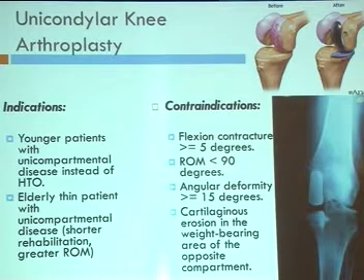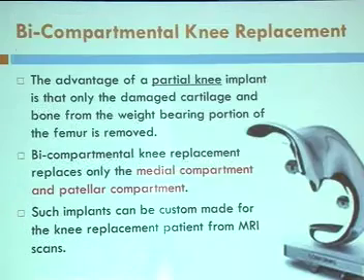Special knees like unicondylar knee replacement: indications are very limited. Younger patients with unicompartmental disease instead of an HTO, and elderly thin patients with unicompartmental disease. Both of them we don't get much in this country. Contraindications are a flexion deformity of more than 5 degrees, a range of motion of less than 90, and angular deformity of 15 degrees. And of course, other compartment disease.